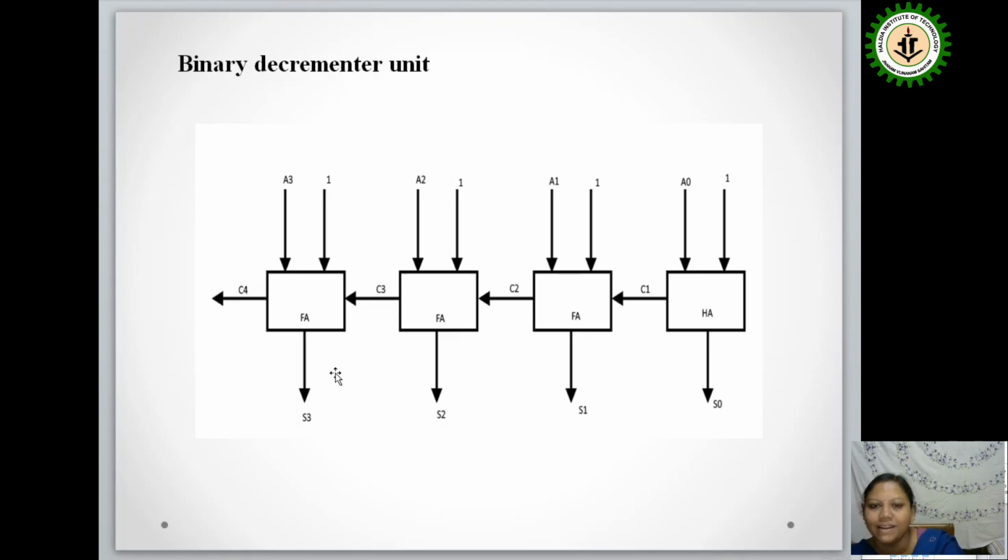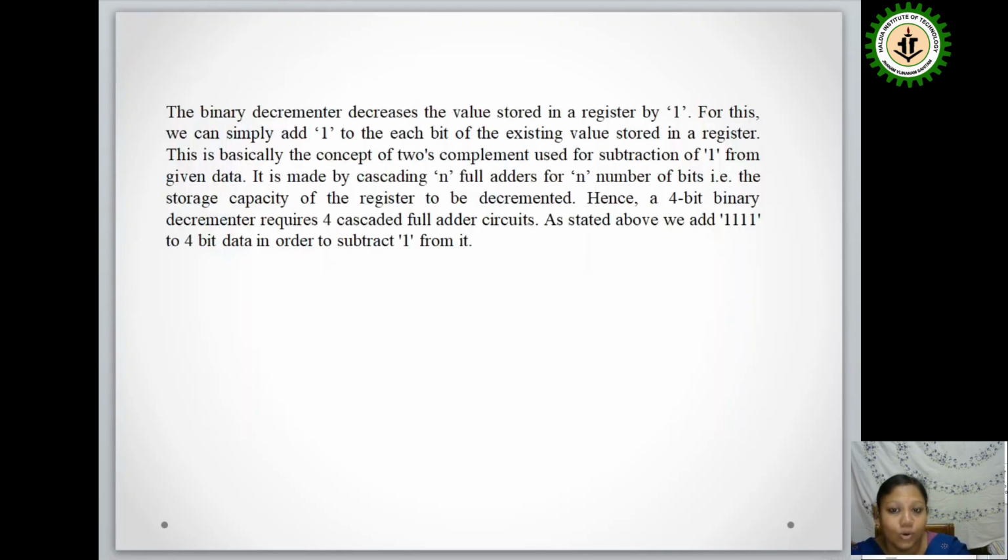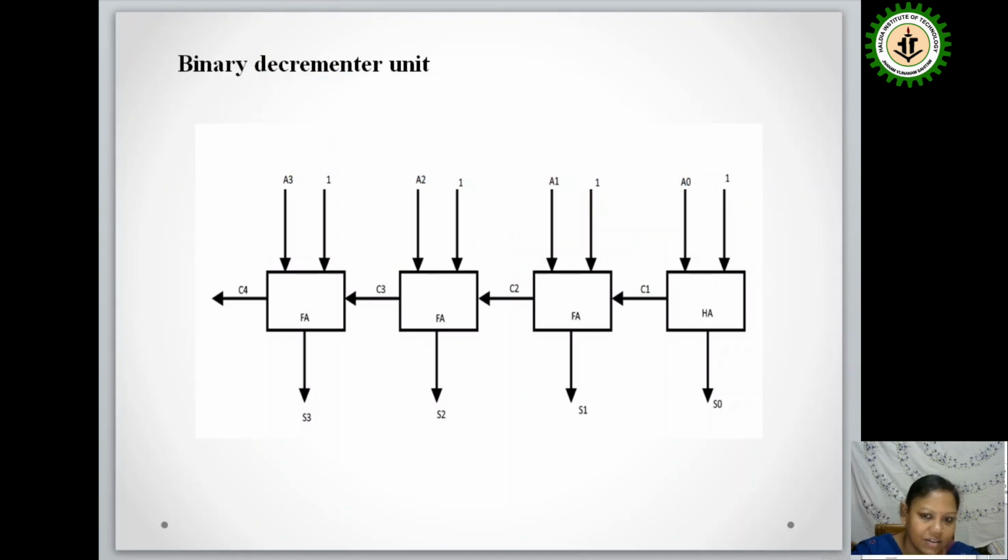Suppose A is the binary value 1001. So 1001 minus 1, the A minus 1 operation is performed here. Now here is the twist: how do we calculate minus 1? Using the adder circuit. Here also the adder circuit is used.